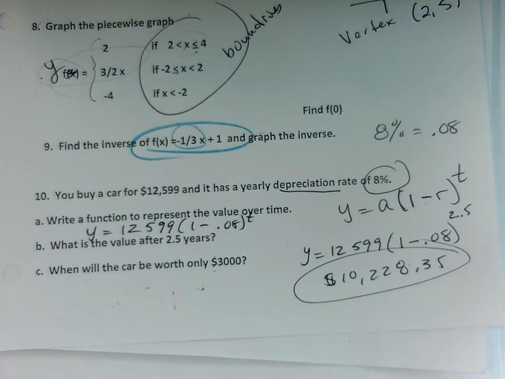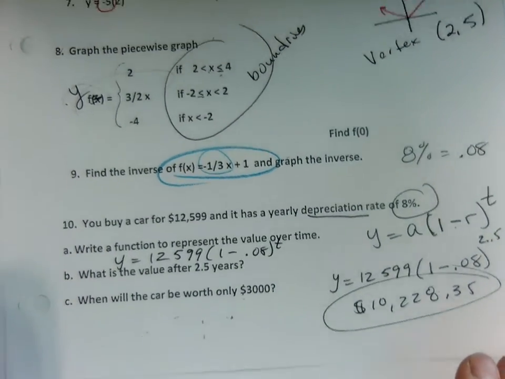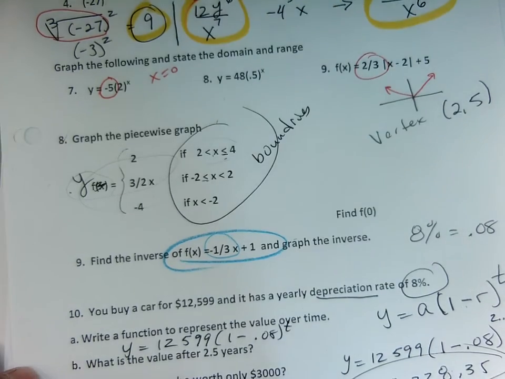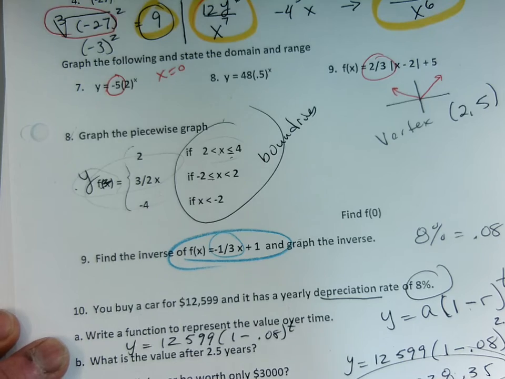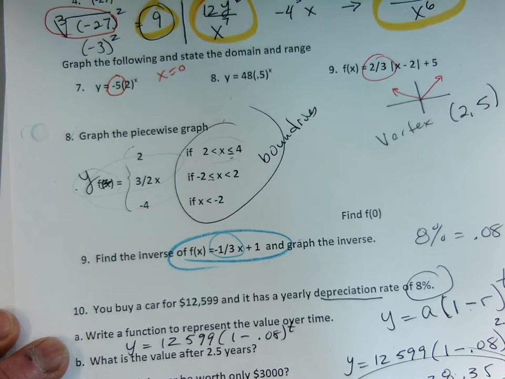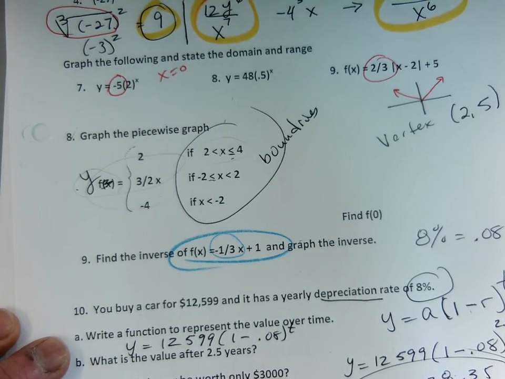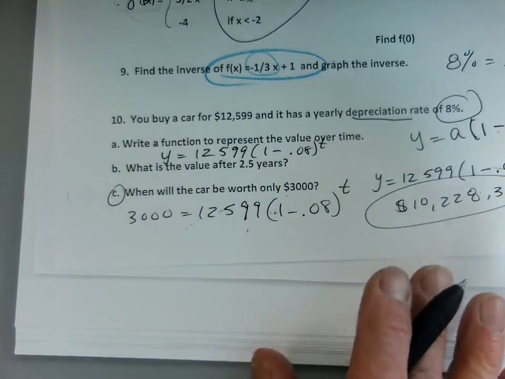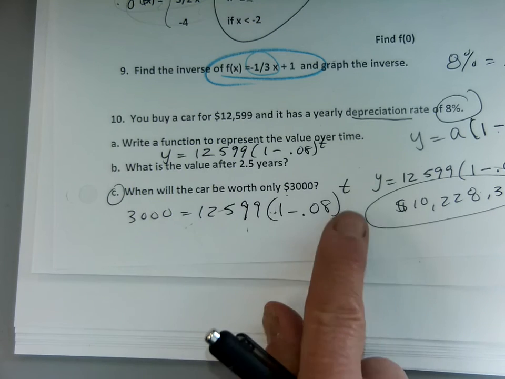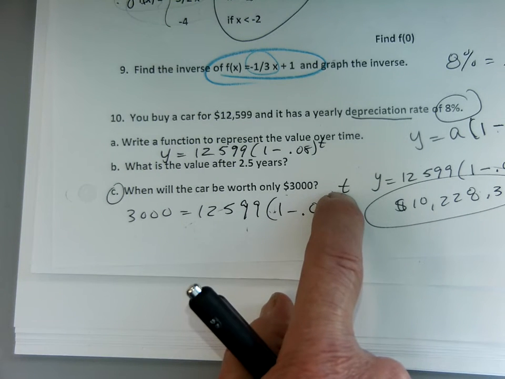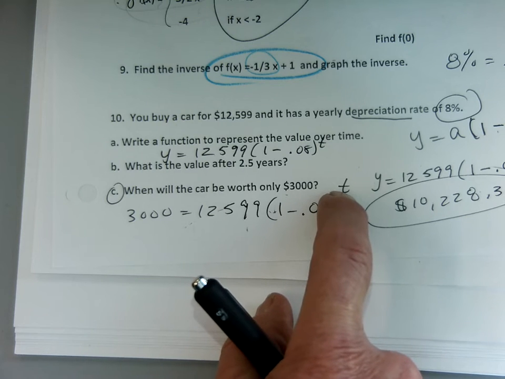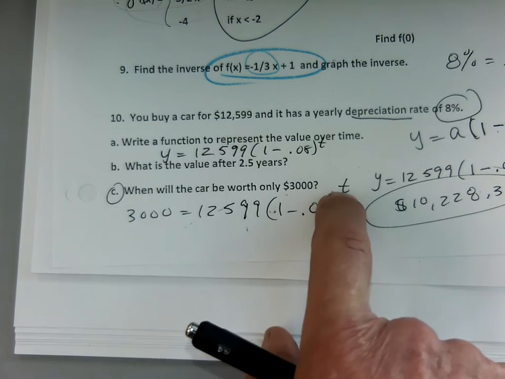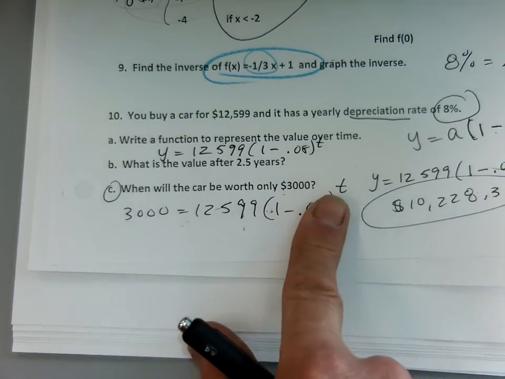All right. Now, when will the car be worth $3,000? Now, this is a little bit harder to do. This would be more like an extra credit problem, but there's a couple of ways to do it, okay? You can't solve for t. We don't know logarithms. We're not going to learn logarithms until we get to Algebra 2. So I'm not going to do logarithms, so we're going to guess and check.